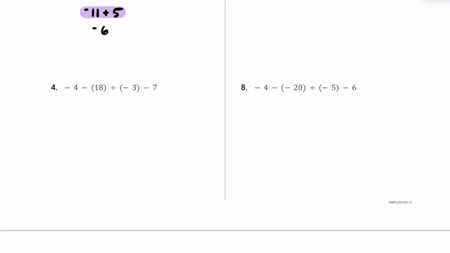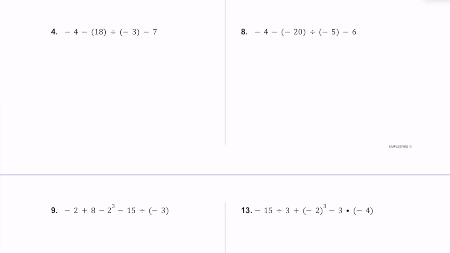All right, for number 4, if we take a look at this expression, I think the division is going to go first here. It's going to be more important than both subtractions there. So we have this -4 minus, and then 18 divided by this -3. I guess we don't really need parentheses around that 18, but it's okay if it's there as well. But that's going to end up being -6, okay, and then take away 7.